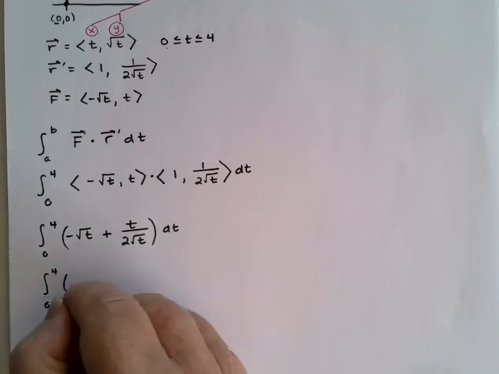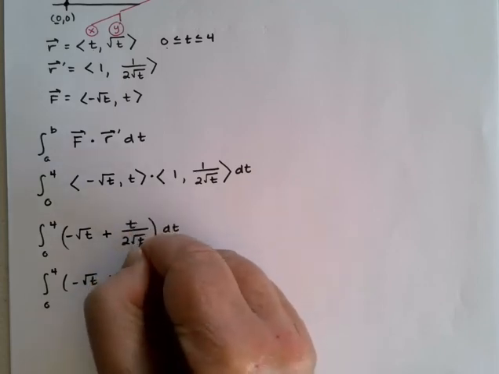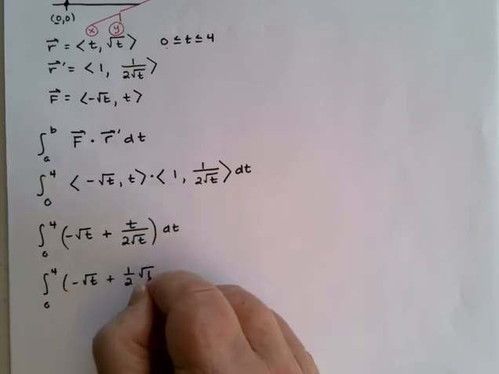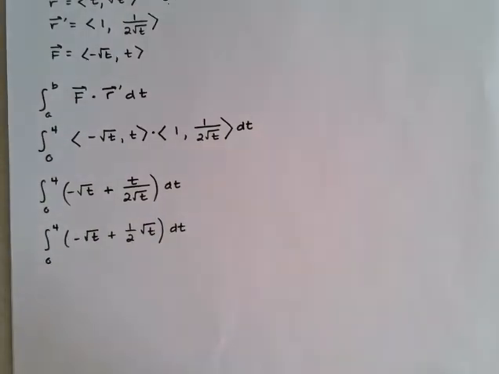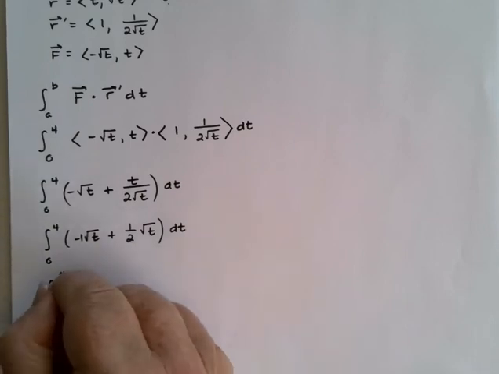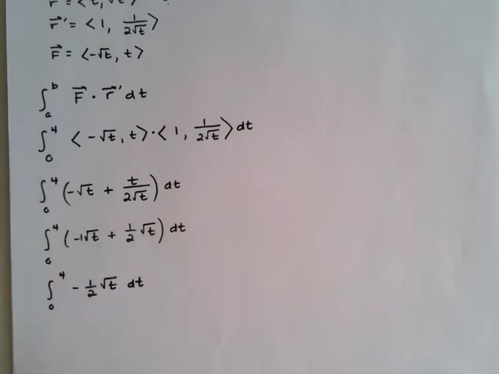A little algebra here. Let's see, that would be a 1/2 t divided by the square root of t is 1/2 the square root of t. And so I have negative 1 square root t plus 1/2 square root t would give me negative 1/2 square root t dt. And that's not difficult to do by hand either, but I went ahead and plugged that one in the calculator. I got negative 8/3 for the value of that integral.